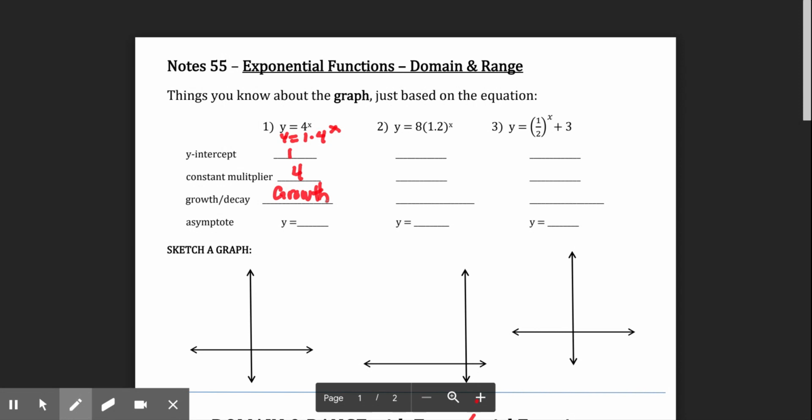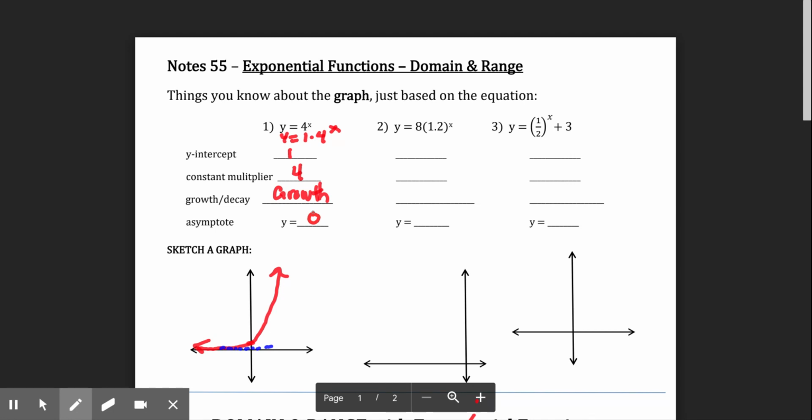And the asymptote is where it levels out. So if we were going to put this equation in the calculator, we know that the y-intercept is 1. So it's going to hit that, and then it's going to increase. It's a growth. So that's what it's going to look like. Therefore, where it goes through the y-axis, it levels out at 0. So your asymptote is y equals 0. Not x equals 0, it's y equals 0.